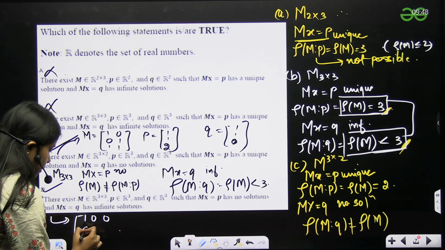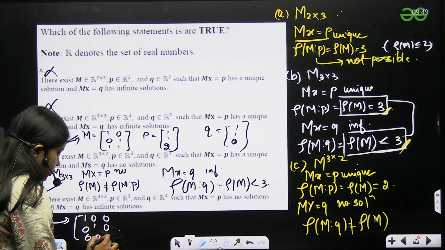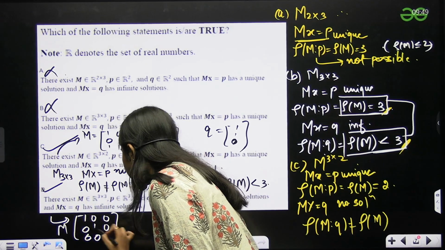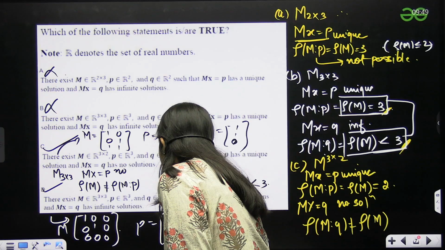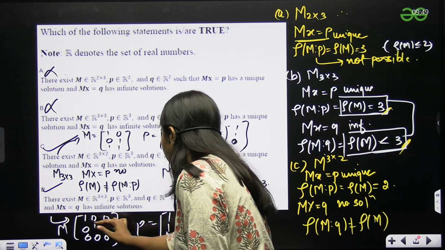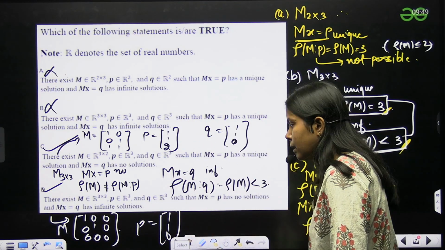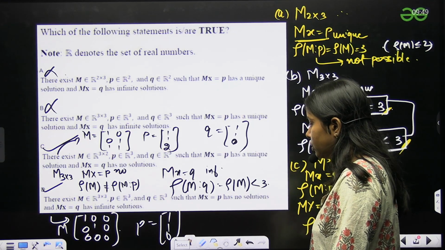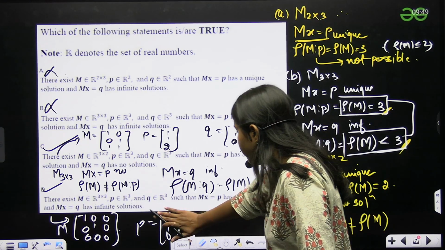I'll take this: 0 1 0, 0 0 0. Again, I'm just taking it, this is my M matrix, and the P vector I'll take as 1 1 0. Again, it is not possible: x is 1, y is 1, and 0x plus 0y plus 0z equals 1. Take 1 1 1 for this.